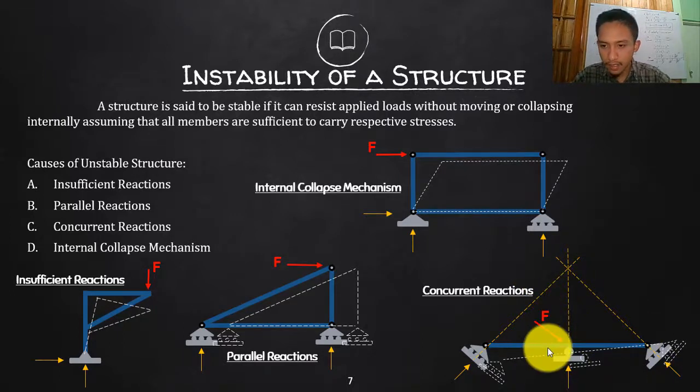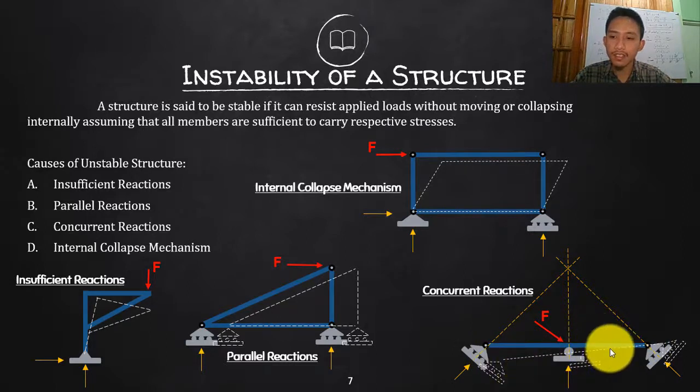Look at this. If I apply a vertical load here, nothing happens since it will be symmetrical. But if I apply an inclined or horizontal load there, this is a roller, this is a roller, this is a roller, it will also tilt that way. So this is unstable. Again, parallel reactions, insufficient reactions, and concurrent reactions are prohibited for your structure to be stable. These are external instabilities, where there will be a movement externally.